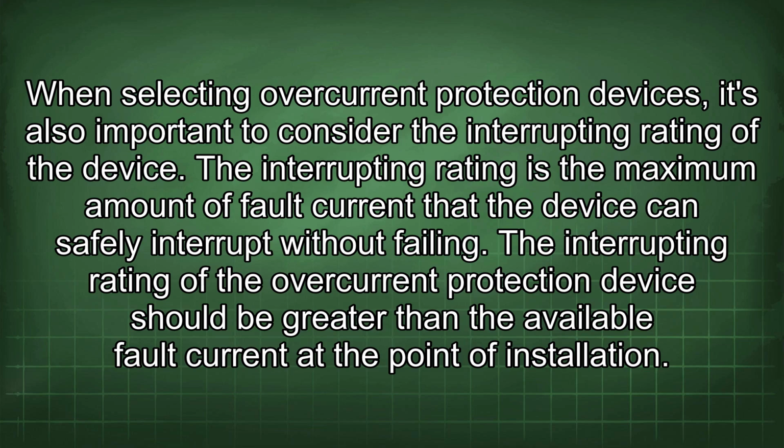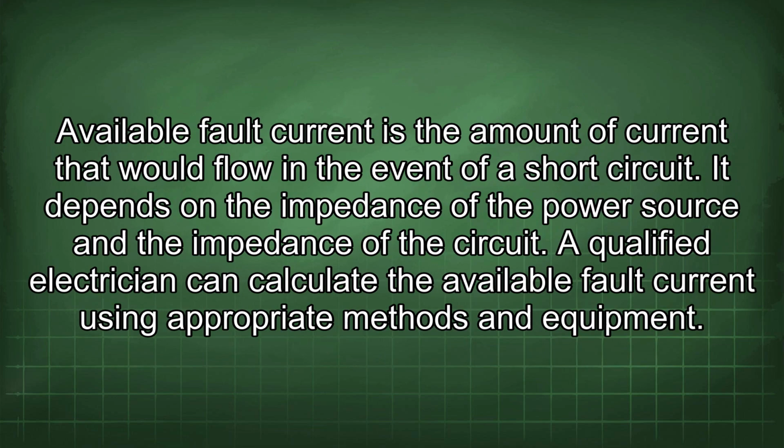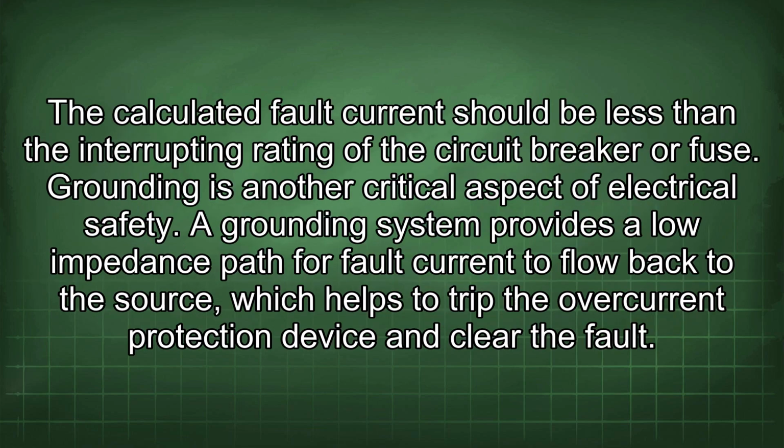The interrupting rating of the overcurrent protection device should be greater than the available fault current at the point of installation. Available fault current is the amount of current that would flow in the event of a short circuit. It depends on the impedance of the power source and the impedance of the circuit. A qualified electrician can calculate the available fault current using appropriate methods and equipment. The calculated fault current should be less than the interrupting rating of the circuit breaker or fuse.